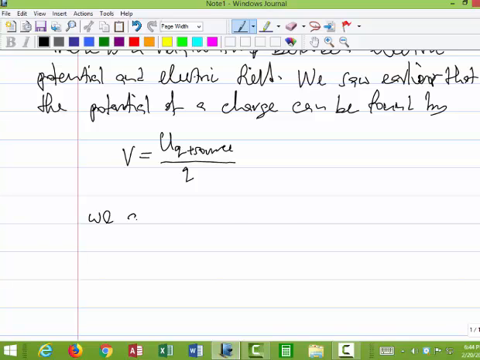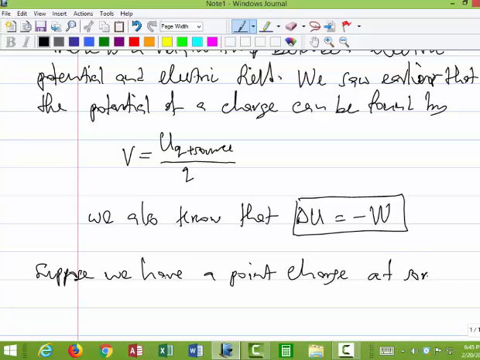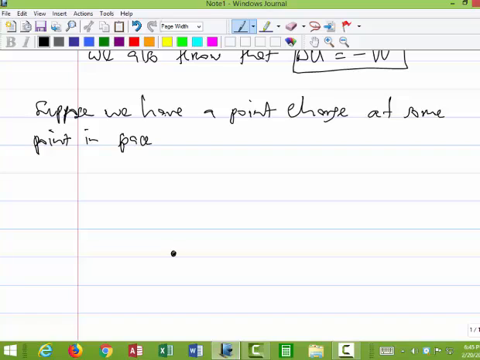We also know that the potential energy is equal to minus the work. So I'll put this here like that. So we can say that, suppose we have a point charge at some point in space. What we can do is say that this point charge is here, a charge at some point in space, so this is the charge Q.